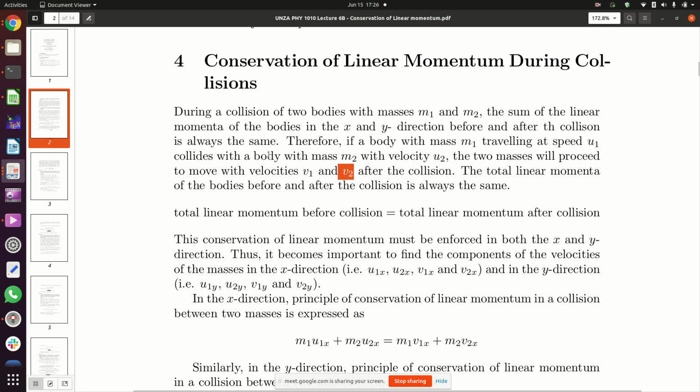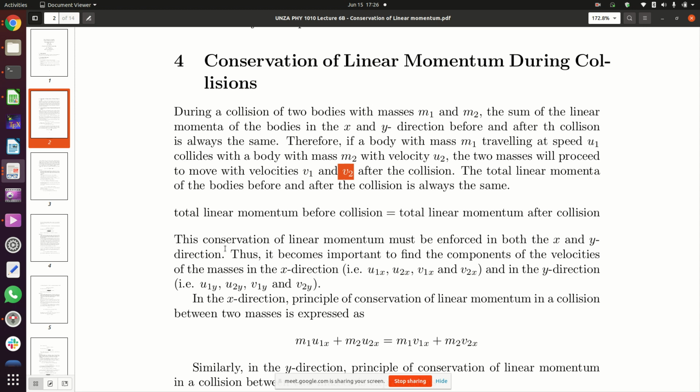So what's conservation of linear momentum? Yes? You said linear momentum is always conserved, but isn't linear momentum dependent on force, which in general can be lost? Can it be lost in the form of heat?